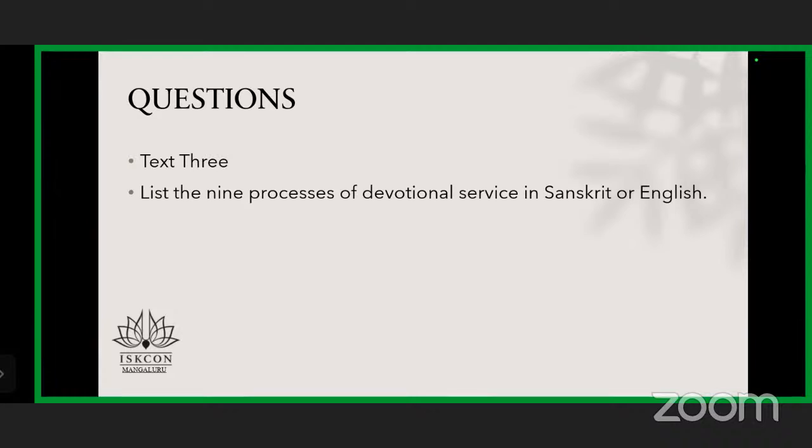Yes, very good. Haribol. Yes, very nice, Savina Mataji. These are the 9 stages of devotional service: shraddha, sadhu-sanga, bhajana-kriya, anartha-nivritti, nishtha, ruchi, asakti, bhava, prema. Actually, these are not processes, these are stages of devotional service. The processes and the types are the same.